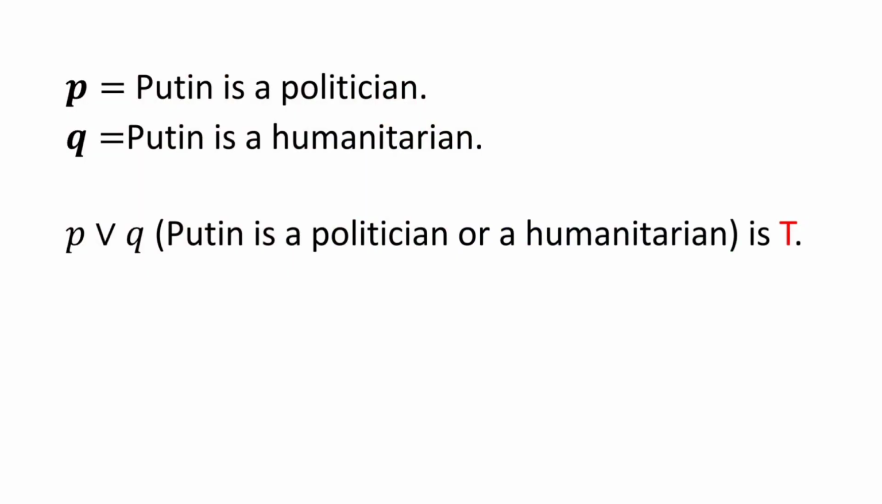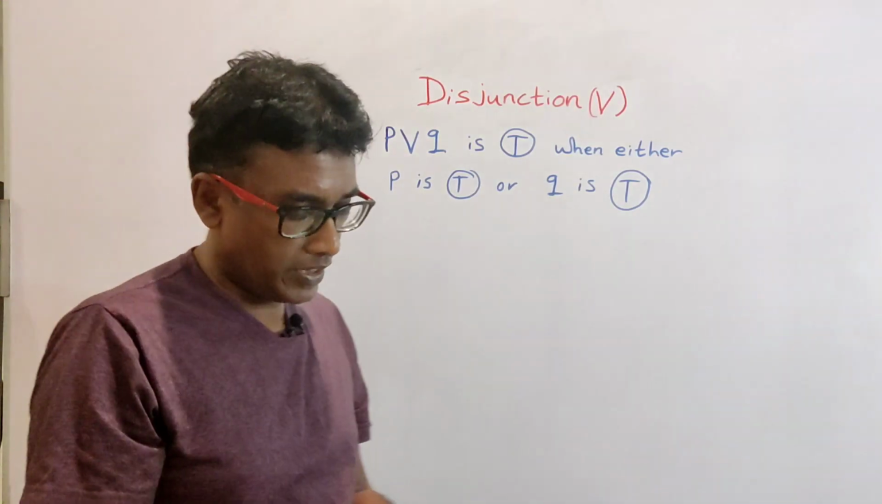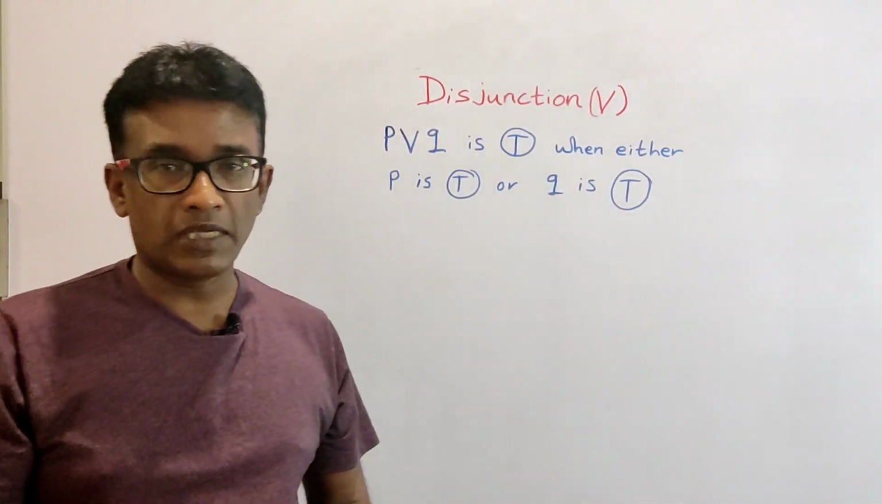If we consider the same 2 atomic propositions, P which represents Putin is a politician and Q which represents Putin is a humanitarian, the disjunction P or Q, Putin is a politician or a humanitarian, is true. Why? Though Putin is not a humanitarian, Putin is a politician. So though Q is false, P is true. That is sufficient to make P or Q true. Okay, let's construct the truth table for this.